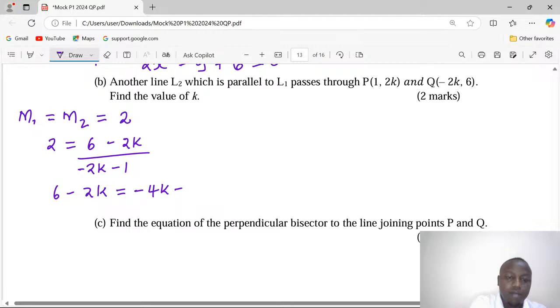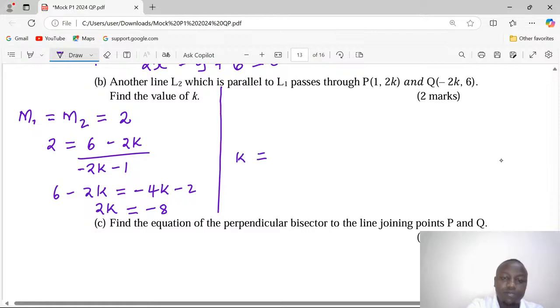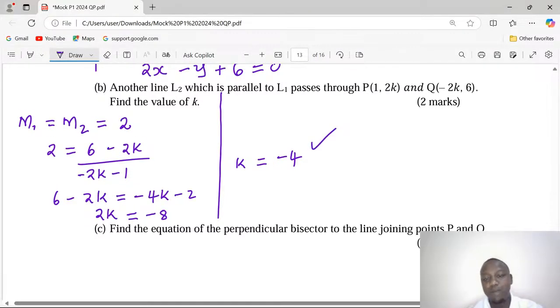4k minus 2. We rearrange and have, when negative 4 goes to the left, it will be 2k equals to, this is negative 2, so it becomes negative 8 when 6 crosses over to the other side. And the value of k shall be negative 4. So with the value of k being negative 4, now we are done with part B.